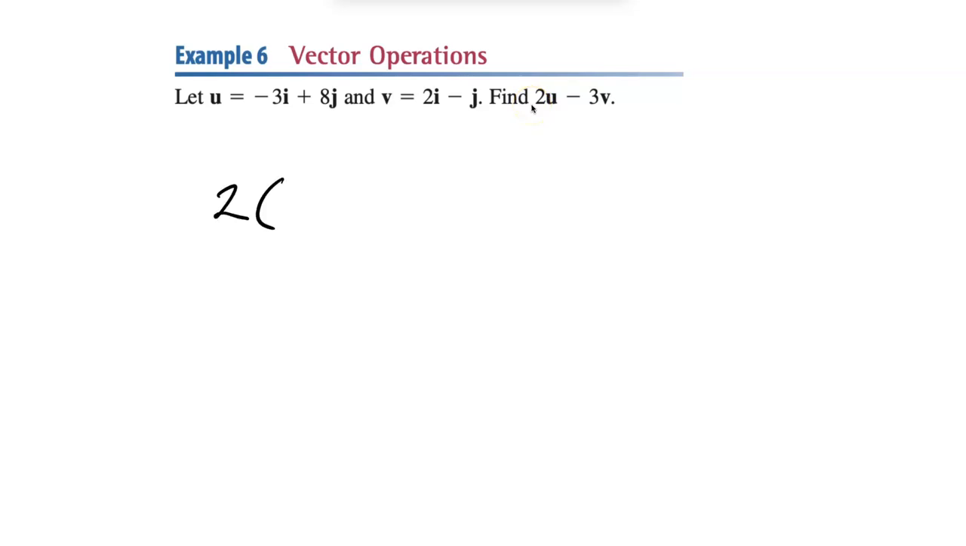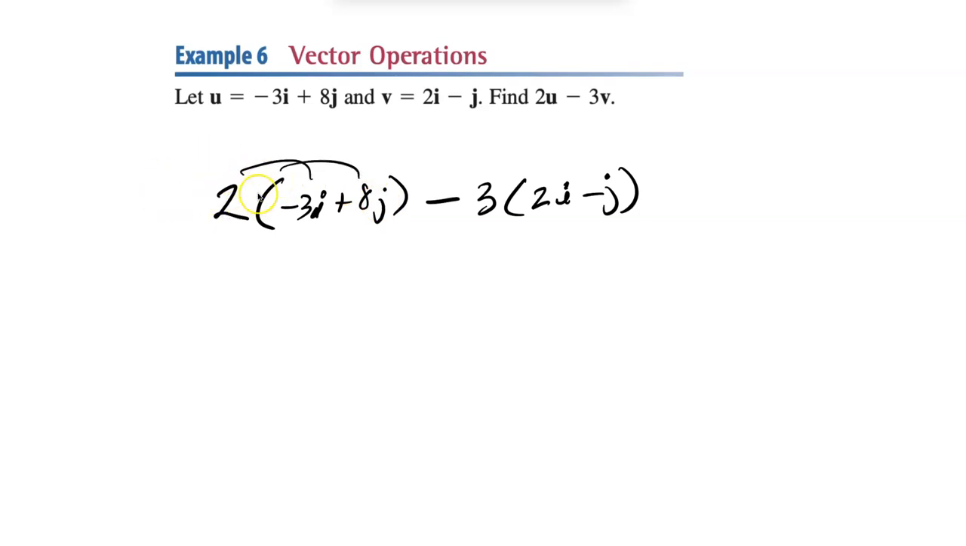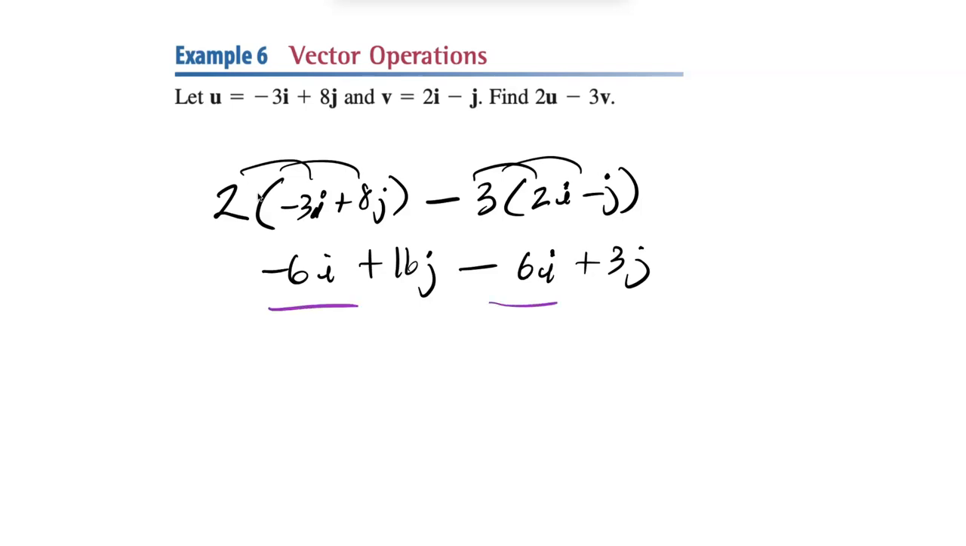So 2 times u, which is this guy, minus 3 times v, which is this guy. We're going to treat it just like we always do, just like normal mathematics. You distribute. This is scalar multiplication, so you get -6i plus 16j. Distribute this negative here, so you get -6i plus 3j. And then here, add up like terms. So you get -12i plus 19j. So that's our vector.